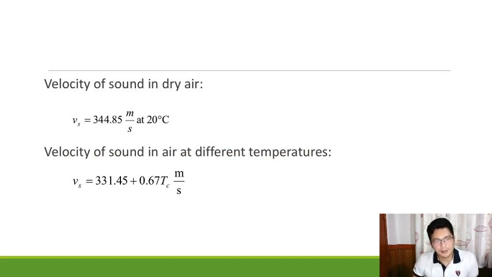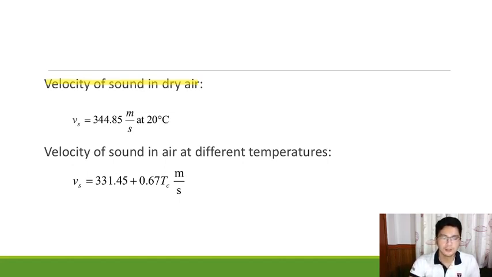So, we have some formulas here. The velocity of sound daw in dry air is 344.85 meters per second. That is at 20 degrees Celsius, so, room temperature. This is the speed of sound daw. However, katulad nung sa statement natin kanina, nag-iiba-iba yung velocity ng sound in air at different temperatures.